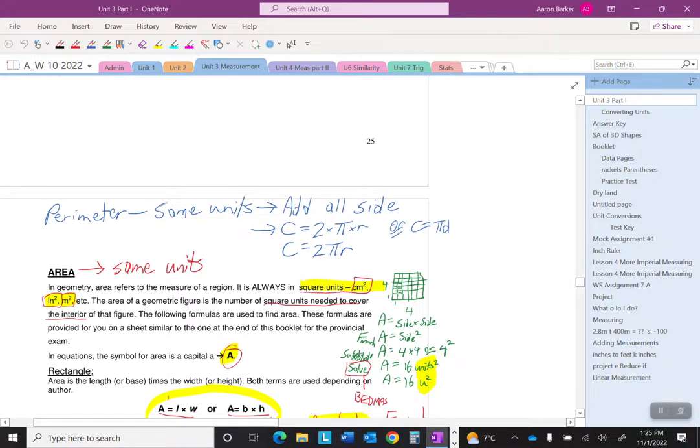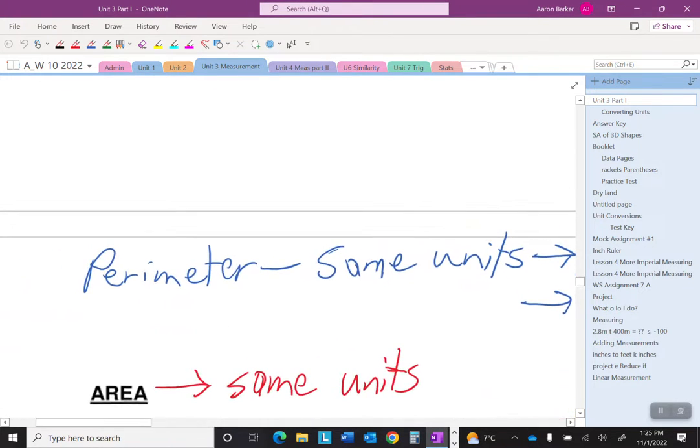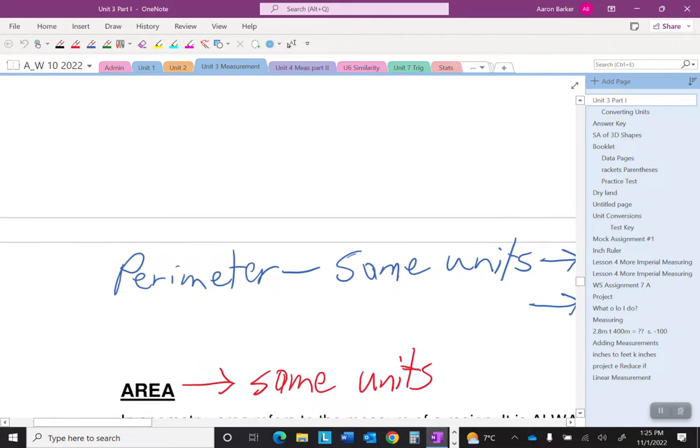Hey, turn to page 26. Page 26. Okay. So we got two things in common here with perimeter and area. With perimeter, which we looked at last class, you have to have the same units. Write that down. Page 26 at the top. Write down perimeter, same units.